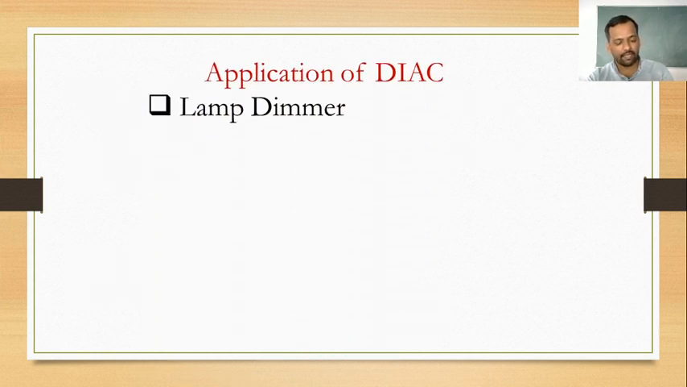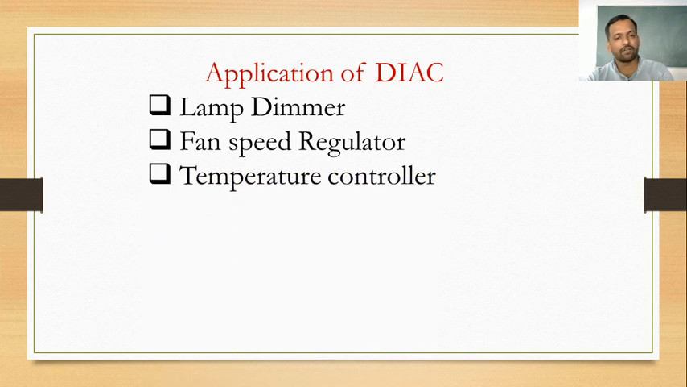In some applications like light dimmers, fan speed regulators, and temperature controllers, we use the diac along with the TRIAC. The diac can be used for triggering the TRIAC. The main application of the diac is to turn on the TRIAC. This is all about the diac.